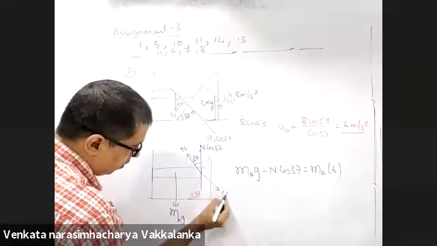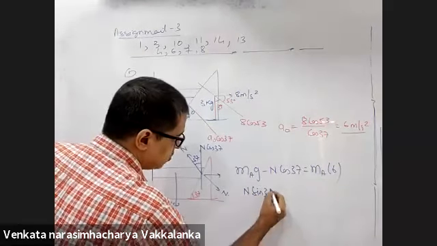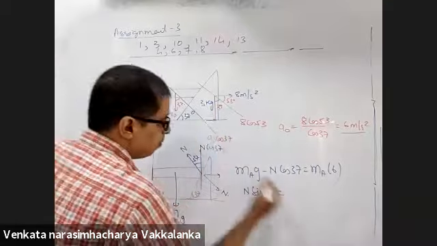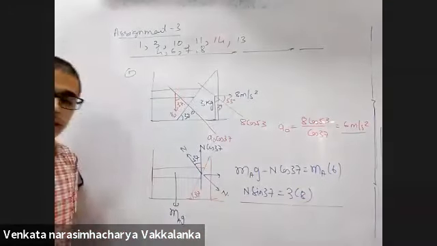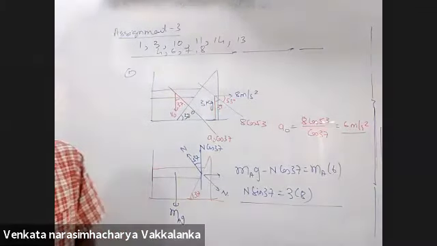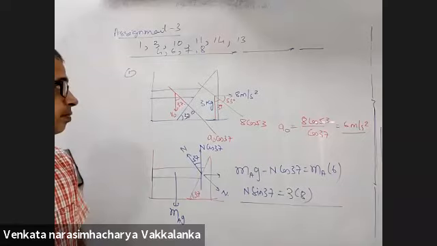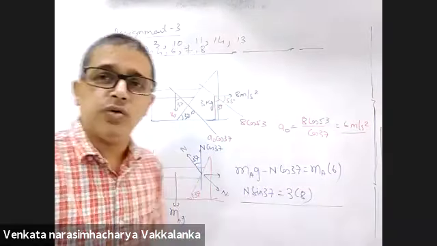Reaction of this normal force is n. This will be n sin 37 is equal to mass, which is 3 into 8. Can there be better two equations to simplify? No, sir. Very, very, very easy question.